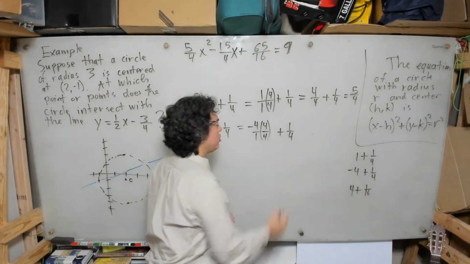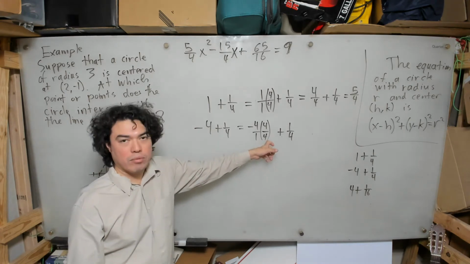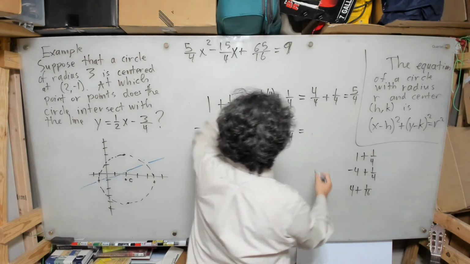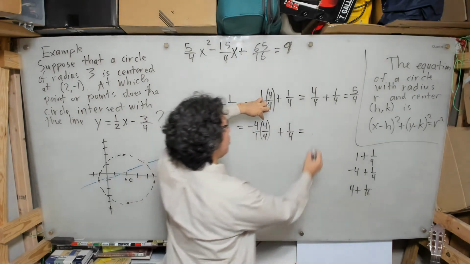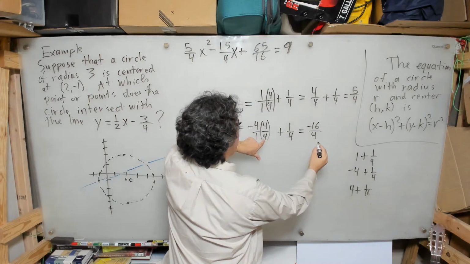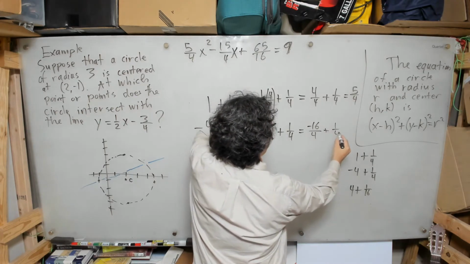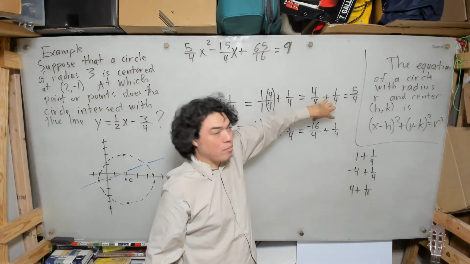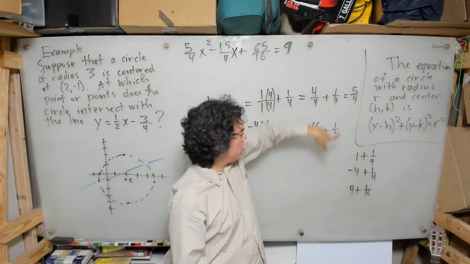So we know that number is going to be 4, because I know I can multiply 4 times 1 to get 4, and that's going to give us the common denominator. 4 times 4 is 16. So I'm going to have negative 16 over 4, because 1 times 4 is 4, plus 1 over 4. I have negative 16 plus 1, that's negative 15 over 4.